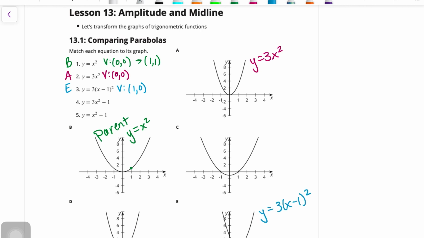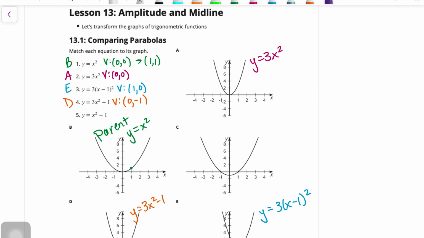All right, then if you take a look at number 4, we have y equals 3x squared. So we have that vertical stretch, but then we also have minus 1 there. So that's going to take our vertex to 0, negative 1, because we're shifting down. So that's going to be D. So this one is y equals 3x squared minus 1.